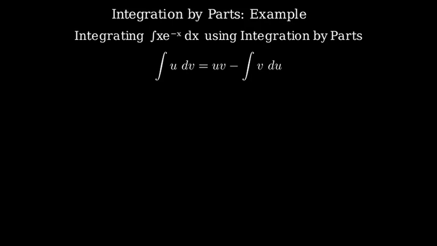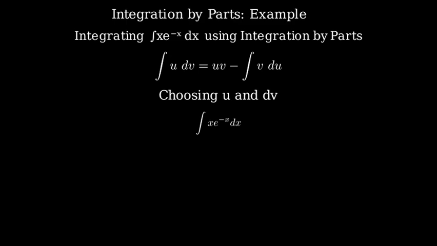Now we need to choose our u and dv from the original integrand, which is x e to the negative x. A good rule of thumb is to use LIATE as a guideline. LIATE stands for logarithmic, inverse trigonometric, algebraic, trigonometric, and exponential functions. We choose our u based on whichever function type appears first in LIATE.